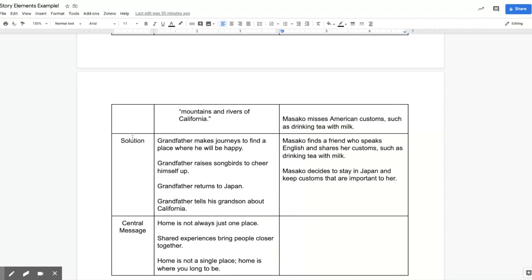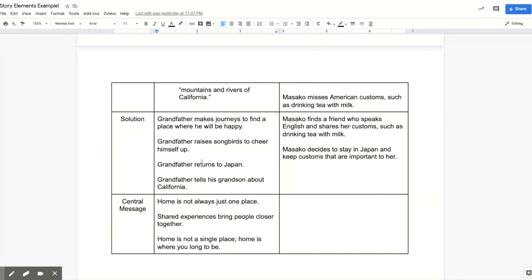Okay. Continuing on with our solution. So in Grandfather's Journey, Grandfather makes journeys to find a place where he will be happy, right? We noticed that he's always traveling and he wants to be happy. He longs to be somewhere else, so he moves. Then he longs to be back home. He moves. All right. Grandfather raises songbirds to cheer him up. Okay, we know that. He raises them to remind him of different places. Grandfather returns to Japan. Grandfather tells his grandson about California. We know that if someone is telling their family member about a place, that they long for it, right? That they miss it, that they love it.